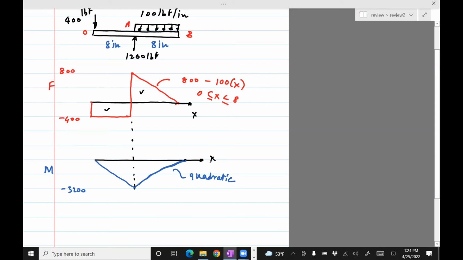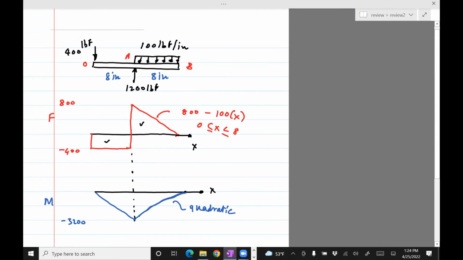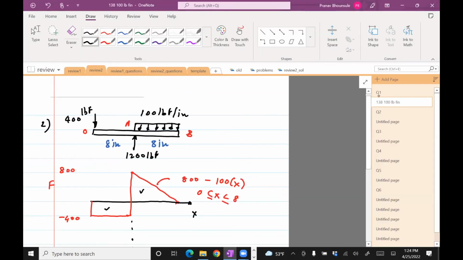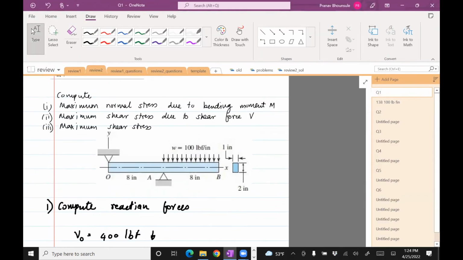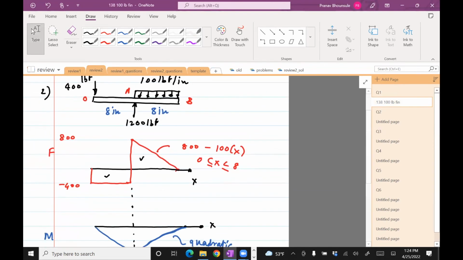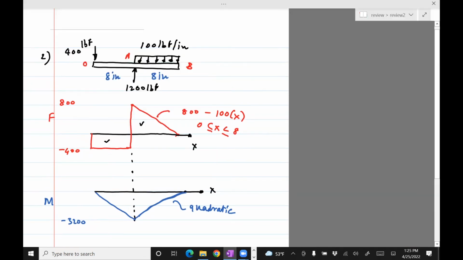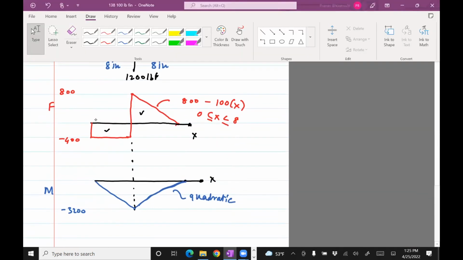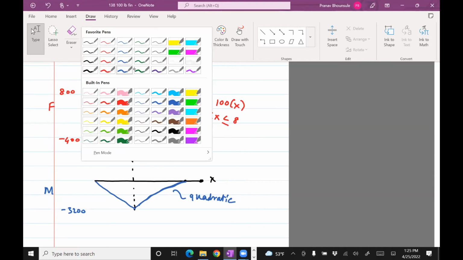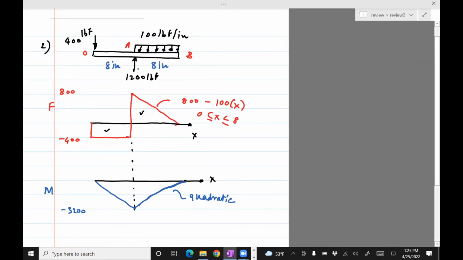Okay, so we've computed those. Now we are ready to solve for this second part. So now we are ready to solve for maximum normal stress, maximum shear stress, and so on. So if you look at this figure, what's the maximum normal stress due to M?